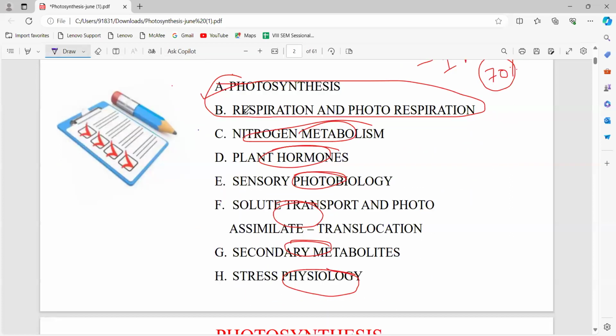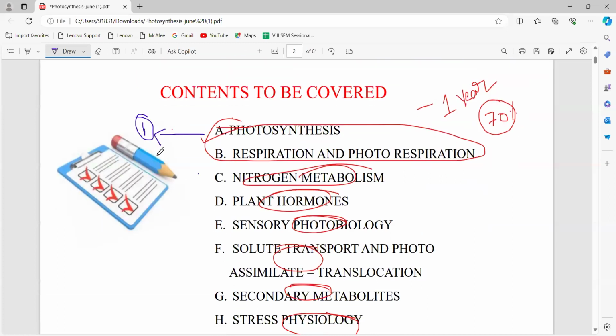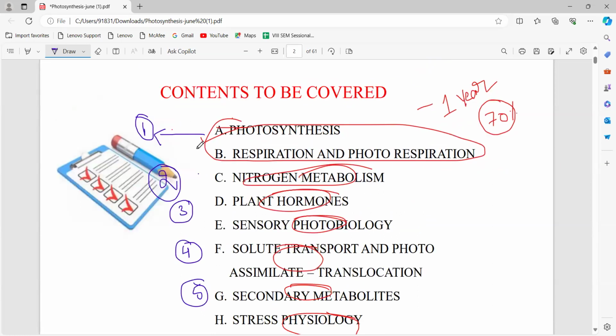Without these, you cannot answer even a single question. One of the major topics is photosynthesis. You should not skip it under any circumstances. Number two, nitrogen metabolism. Number three, plant hormones, and super important among all, transport in plants and secondary metabolites. These five topics are super important.